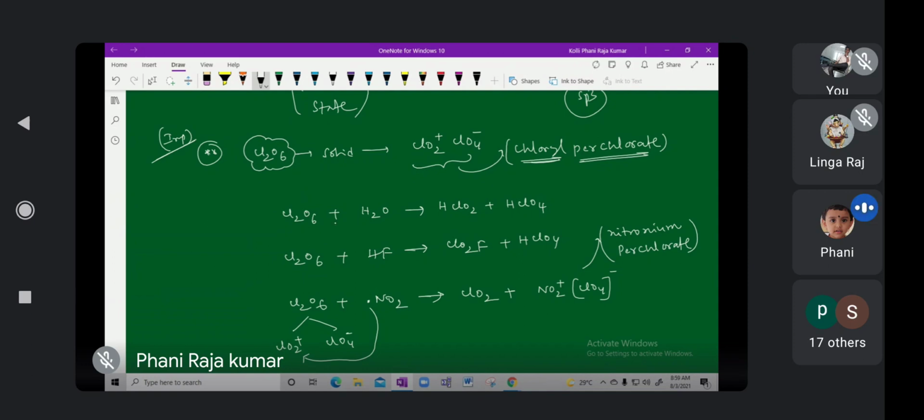All these three reactions support the ionic form of Cl2O6 as ClO2 plus and ClO4 minus. Now here it is ClO2 plus F minus, H plus ClO4 minus, H plus ClO2 minus, so ClO2 plus. One minute.